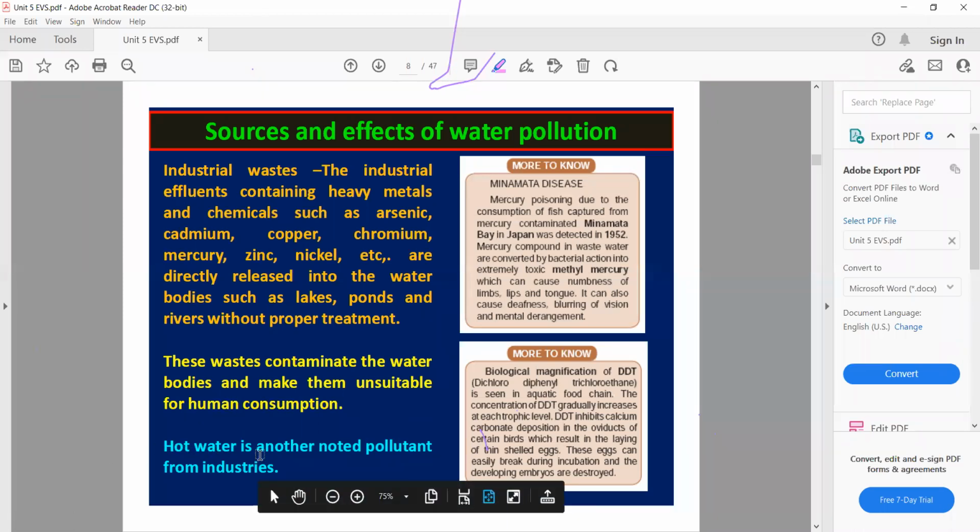Next, hot water is another noted pollutant from industries, and not only industries, households also. See, if the water is hot, what will it do? It will kill the aquatic organisms. Have you ever seen fish swimming in hot water? Never.